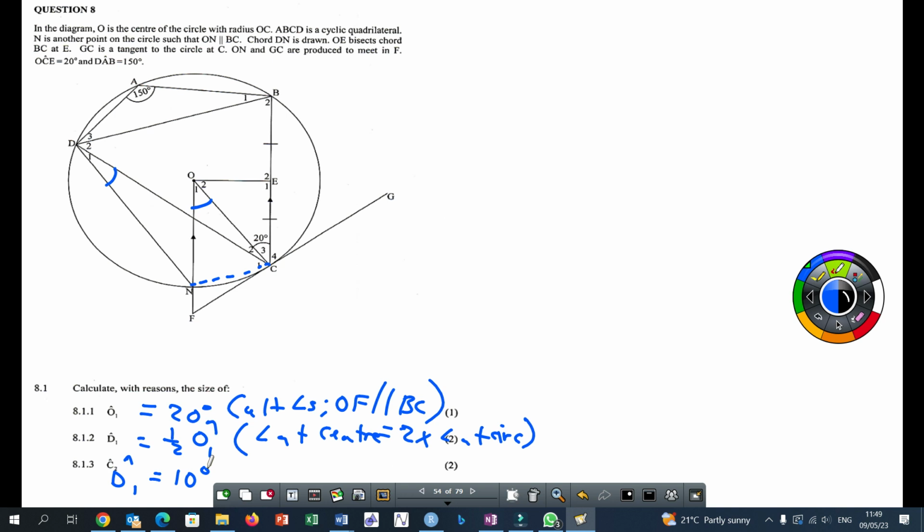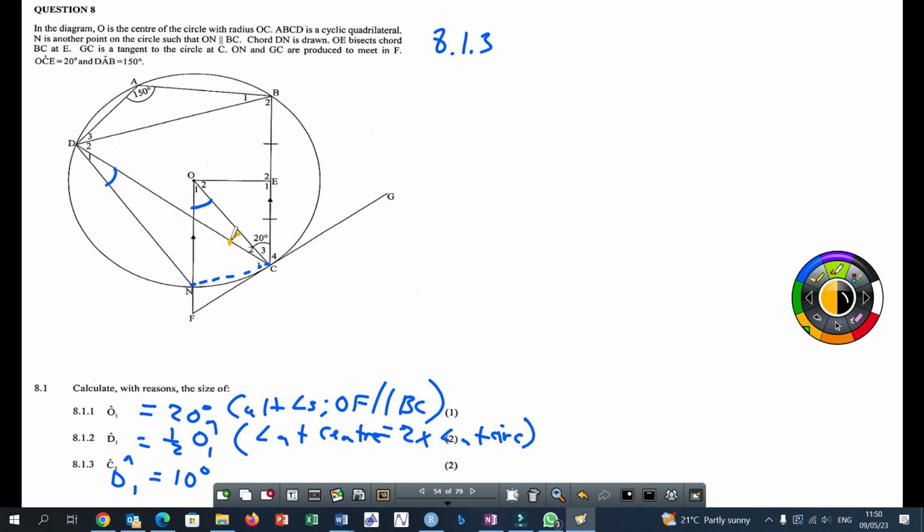Right? Then 8.1.3, that's C2. C2 is here. This is C2, that angle there. So C2 is an angle between DC and BC.